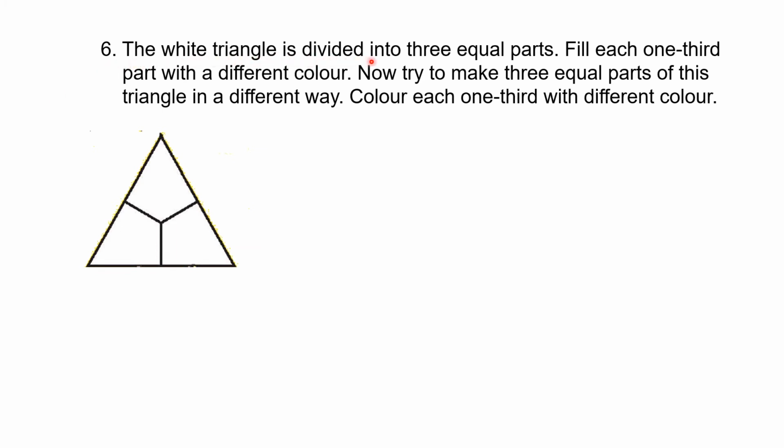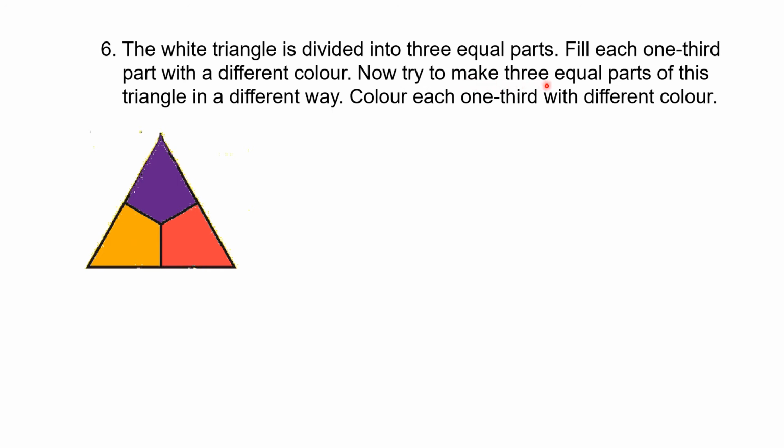The white triangle is divided into 3 equal parts. Fill each 1/3 part with a different color. Let us do the first part of the problem. A white triangle is given and this white triangle is divided into 3 equal parts. These 3 parts are equal. We have to fill each 1/3 part with a different color. Let us fill the colors. So each 1/3 part is filled with a different color.